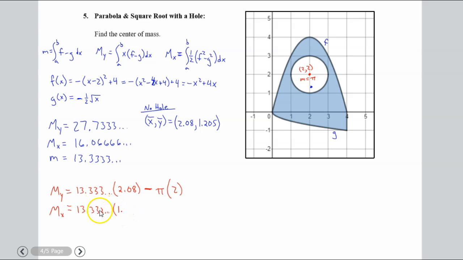So be careful not to round too early on these guys, otherwise you'll be off. So 1.205 for that y coordinate, and then minus pi is the area times the distance up, which is 2. So x and y happen to match on this one for the circle. And then the total mass of this object with the hole is 13.3 repeating. And then again, we're taking out this area of pi for the hole, so minus pi. All right, so we'll go ahead and calculate those out, write those down.